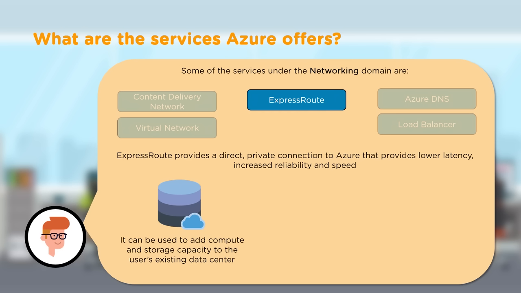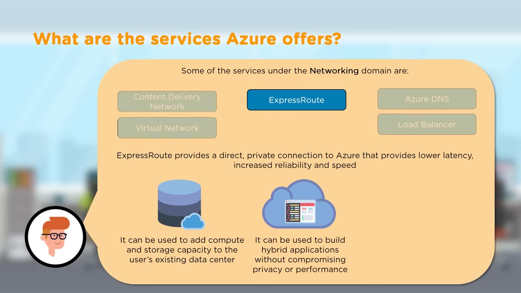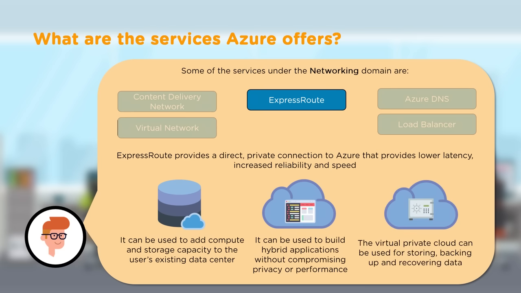Because it's fast, because it's reliable, because it has low latency, it can be used as an extension of our existing data center. Users are not going to feel the difference whether they are accessing services from an on-premises or in the cloud environment, because latency is minimized as much as possible. Users are really not going to see the difference. And because it's a private line and not a public internet line, it can be used to build hybrid applications without compromising privacy or performance.